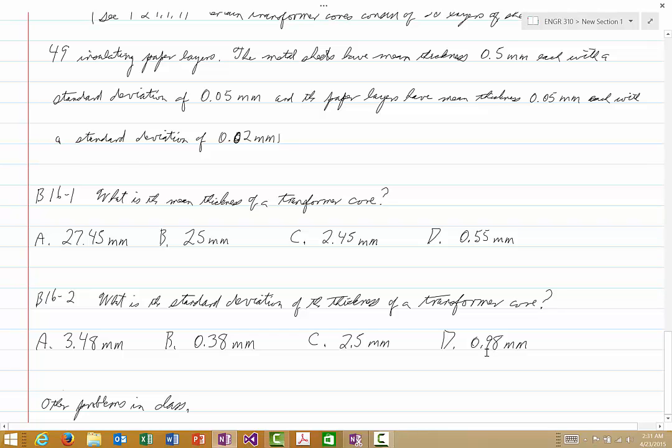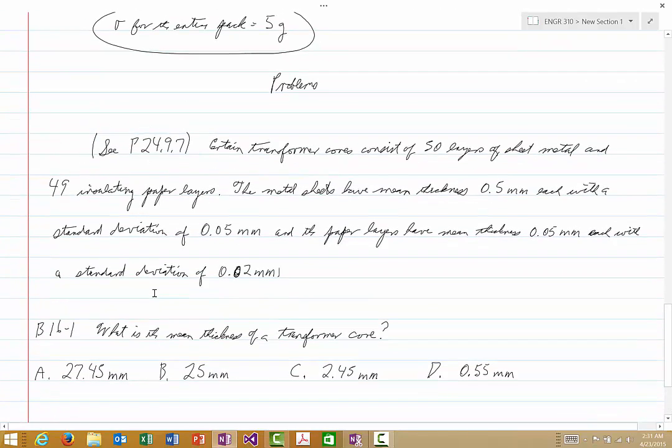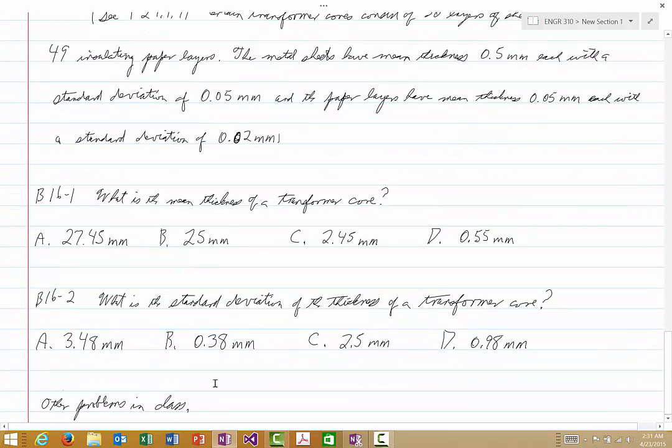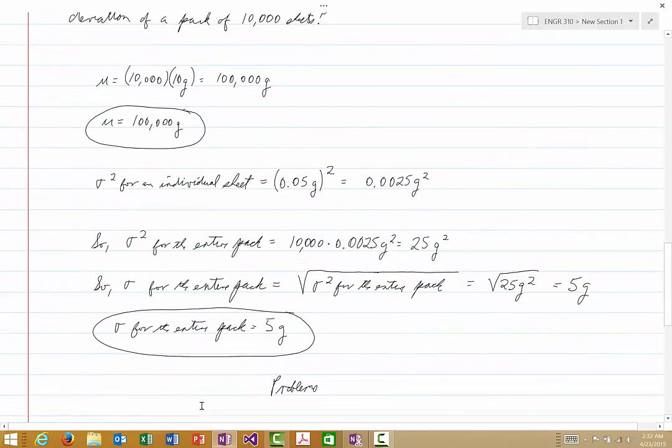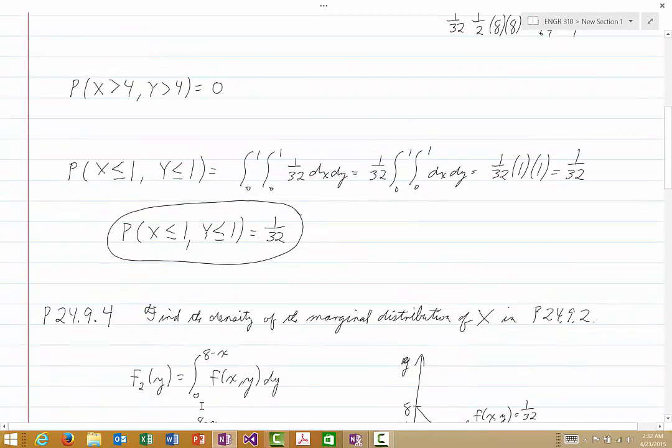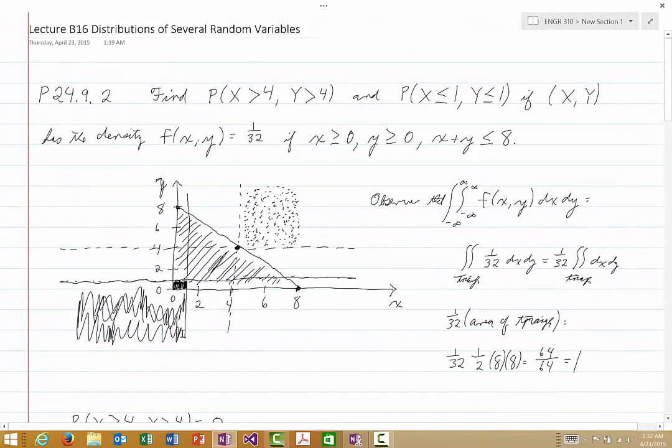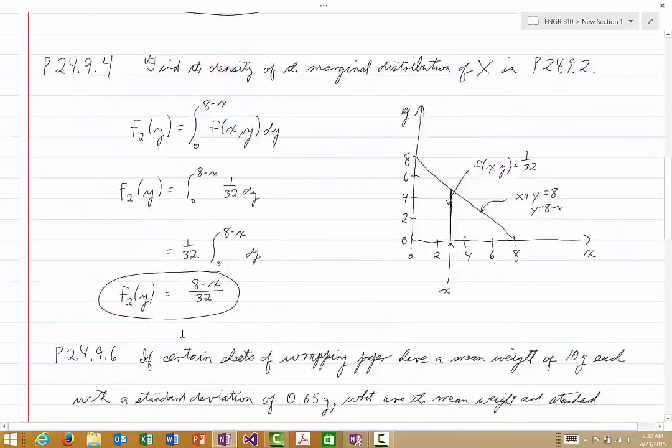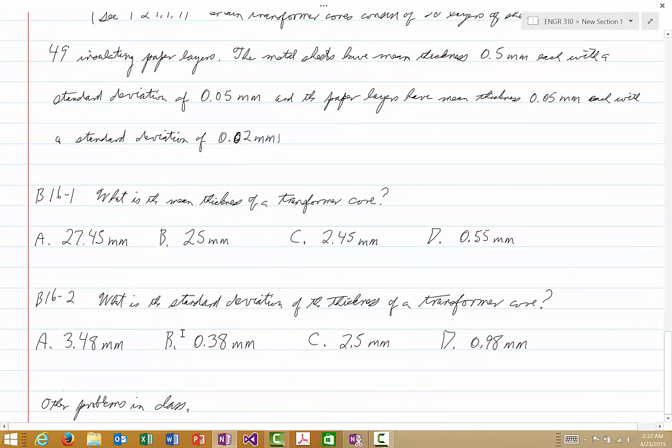So those are the two lecture problems. Again, they're both similar to problem 6 that we did in the lecture. And then expect at least one more problem in class, and particularly review problem 2 here to prepare for that. And so that concludes lecture B16, and good luck.